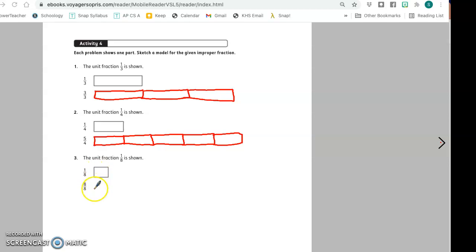And 1/8, and I need to show 8/8. So I need how many of these boxes? I need a total of 8 of them. So 2, 3, 4, 5, 6, 7, 8 boxes. All right, next activity.